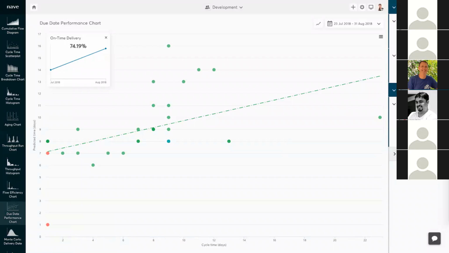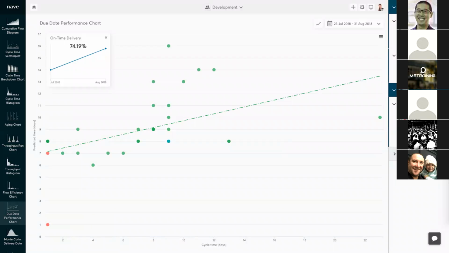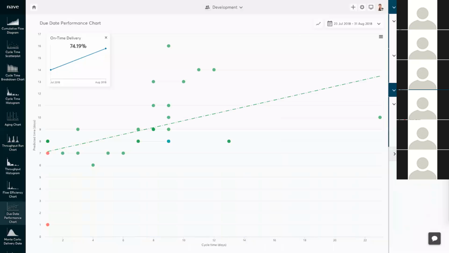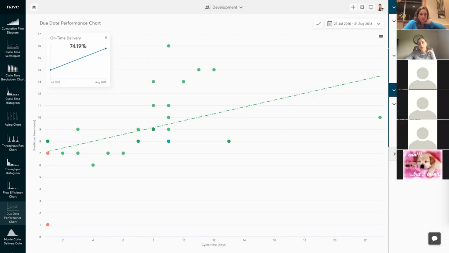Your due date performance is a measure of reliability. Furthermore, it's a factor determining the quality of your initial forecasts. You can evaluate your due date performance by comparing the time between the start and the due date of a task with the actual time it took to deliver your work. The due date performance chart can be of great help here.